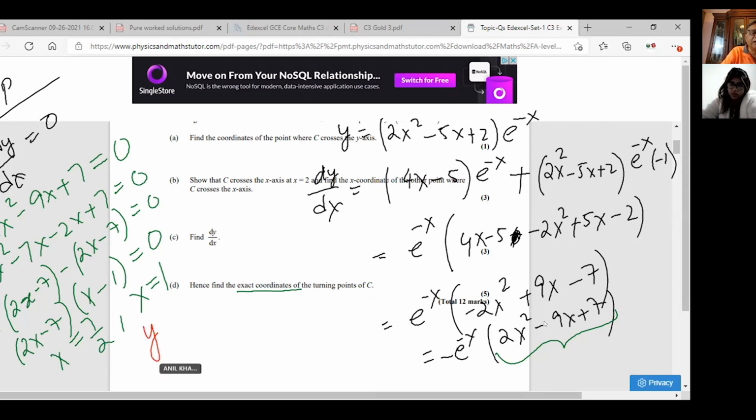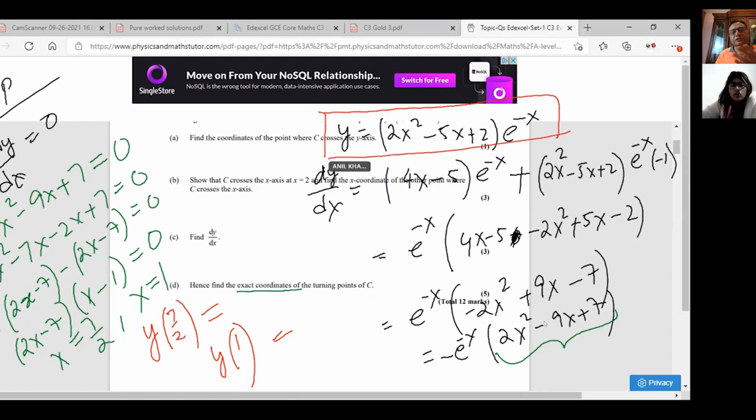So find the y value for 7 by 2, that is 3.5, and also the y value for 1. When you plug it in, we're plugging it into the original equation, right? So that is your original function. If you do e to the power of 1, you get a decimal value or something. Whatever you get, you write down.